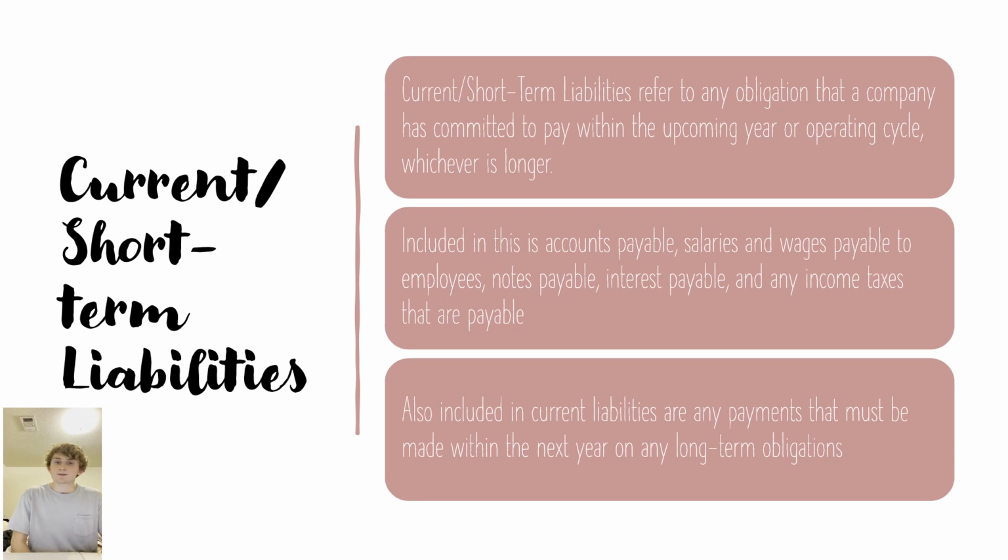One thing that's important to include in current liabilities are any payments that are going to be made within the next year on any long-term obligations. So this could be, for example, if a company purchased a building, they're expecting to make a payment on it within the year. This could be included in the current liability section.